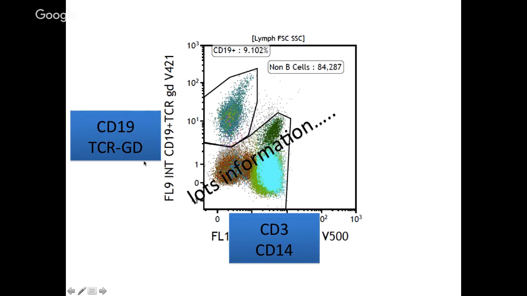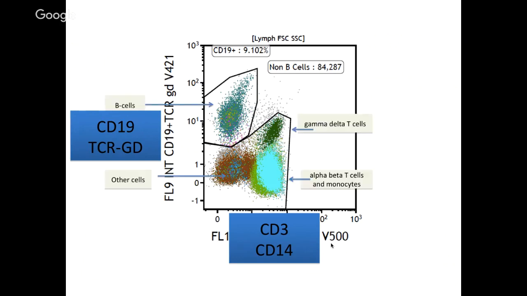Now if you look at this, CD19 and T-cell receptor gamma delta, these two antibodies are fixed to one fluorochrome, V421. So these are two mutually exclusive antibodies stuck to one fluorochrome. Similarly here, CD3 is for T cells, CD14 is for monocytes. They're again mutually exclusive, tagged to V500. So you can use two markers with one fluorochrome. So here you can separate 4 or 5 cells. Gamma delta T cells, alpha beta T cells, and monocytes are here. B cells will be here. So this is the beauty of multicolors.